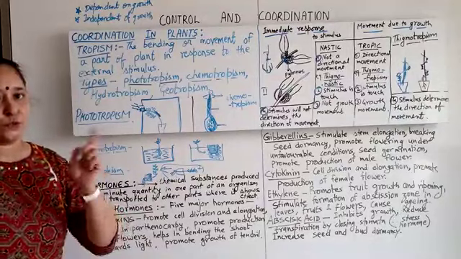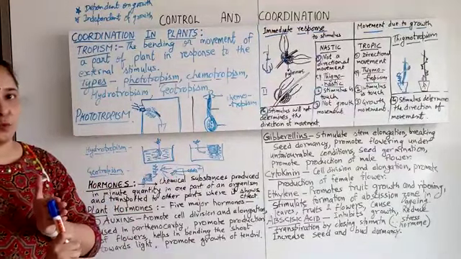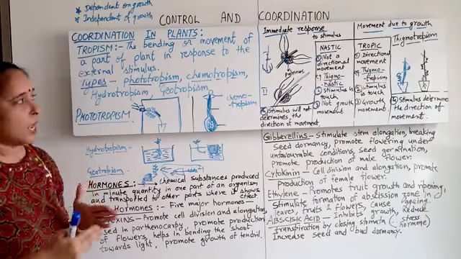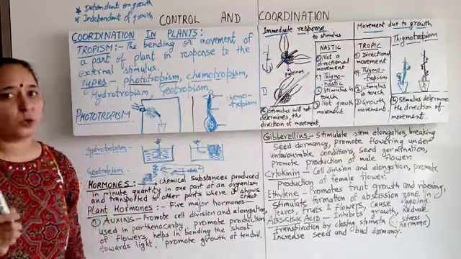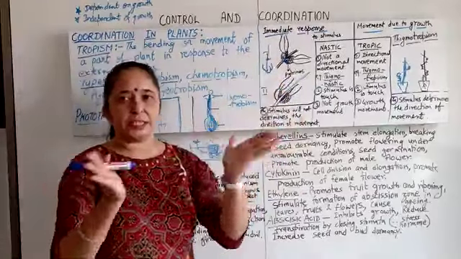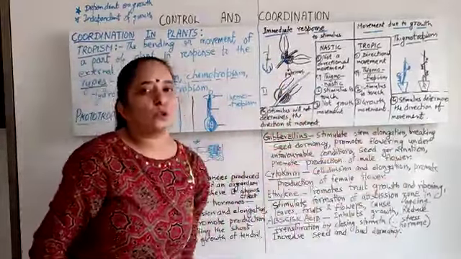Please don't be confused between nastic movement and tropic movement. The only major difference is this: tropic movement is a growth movement and nastic movement is not a growth movement. It is a quick response. As we touch, immediately the leaves close. But this one is a growth movement.